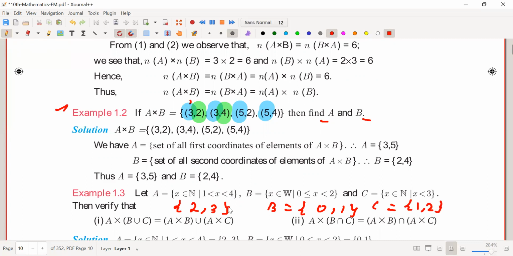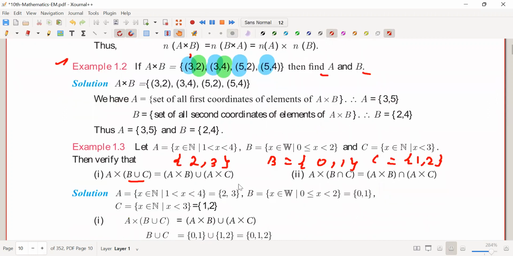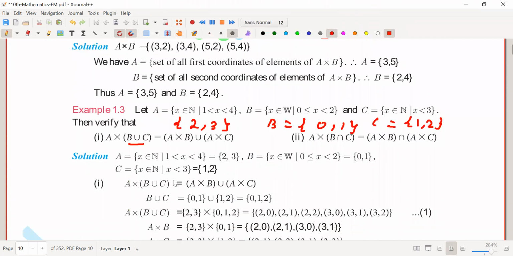With these data, we are combining B union C, and A cross B union C. First, we have to get B union C. What is B union C? {0, 1, 2} would be giving B union C. Then A, we already have A. So A cross B union C would be (2,0), (2,1), (2,2), (3,0), (3,1), (3,2).